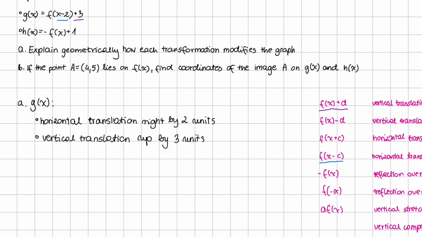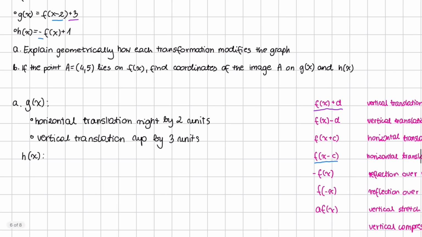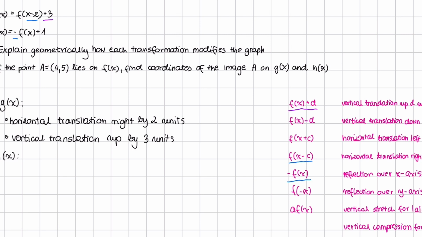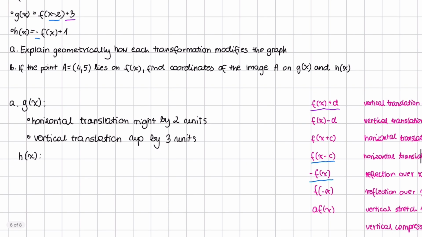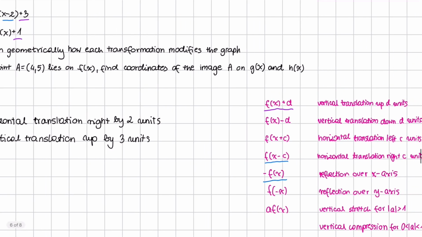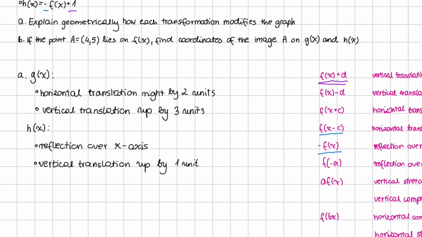Then we have to consider our function h, and we can observe that firstly we have a minus in front of our function f, so we use reflection over the x-axis, and we're left with 1, so we also take a vertical translation up by 1 unit. And that's all for this point A.